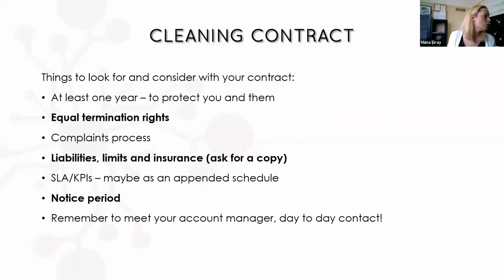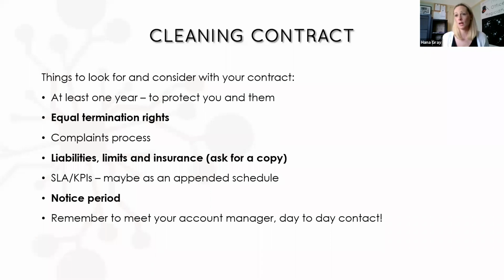Cleaning contracts, a few things to look for and consider with your contract. At least 1 year, as I said, to protect you and them. Equal termination rights. So a lot of people will put in their contract that, you know, it's more weighted on them and it's more favourable to them because it's their company, their contract. A lawyer will have been paid a lot of money to write it for them. But you want to try and bring that balance slightly back over to you as the client to make sure that you've got some equal rights in there about termination.